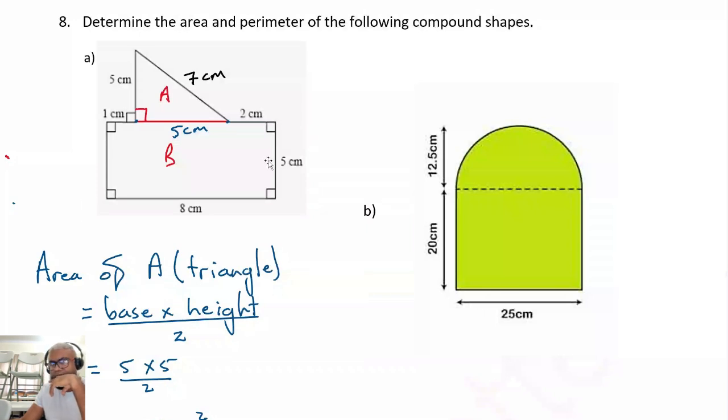Mitchell, let me hear. What are we adding together in order to find the perimeter? Look at the question. Which question are we doing? Number 8. Number 8 what? A or B?